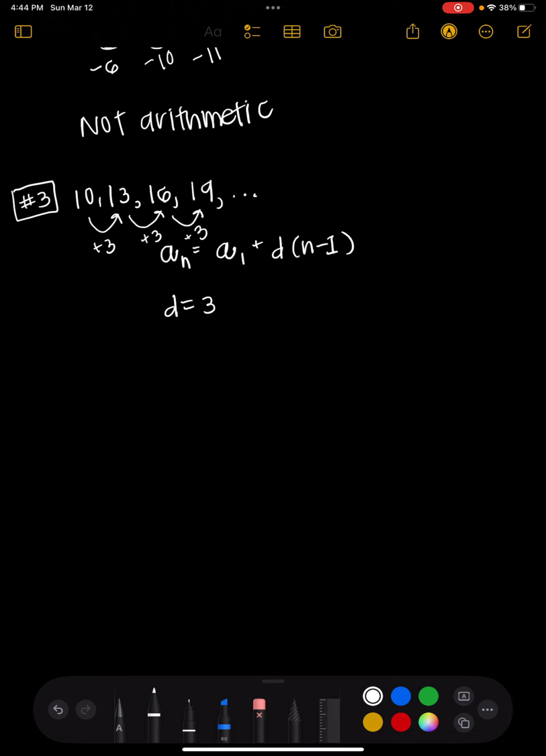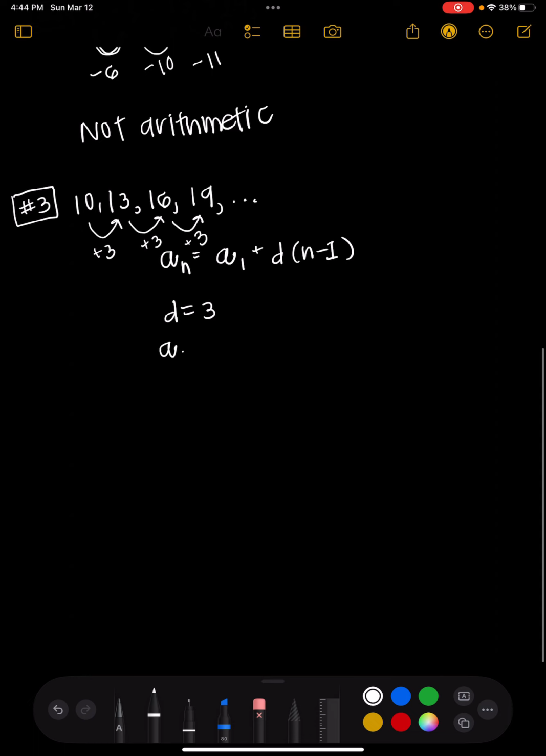Now, the other thing that we need to know is a sub 1. And a sub 1 is my first term. The first term in the sequence is just the very first number that shows up, which is 10. And then we also need to know n. N is the term that I want to find. So I want to find the 23rd term, which means that n is 23.